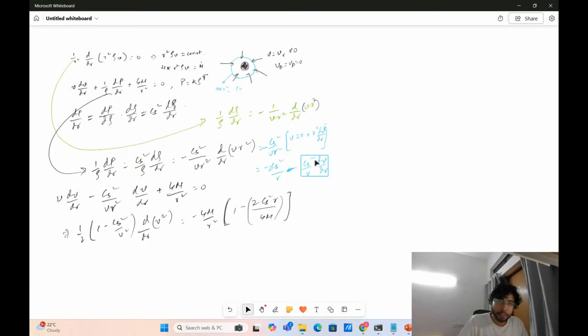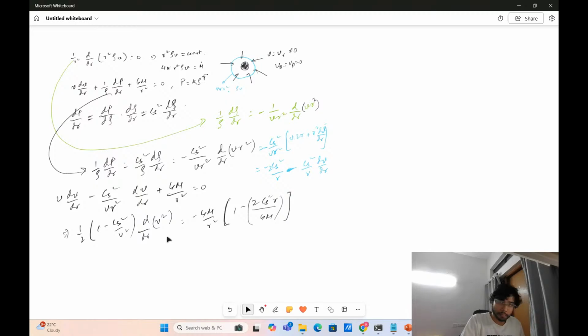Okay, so right now this is a first order equation in velocity. The only unknown you have over here is the velocity.